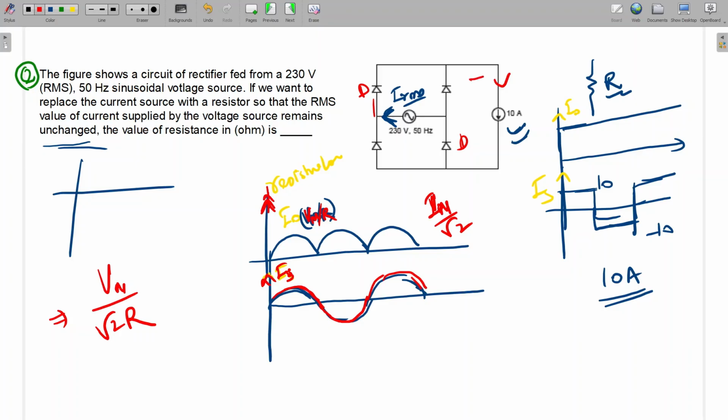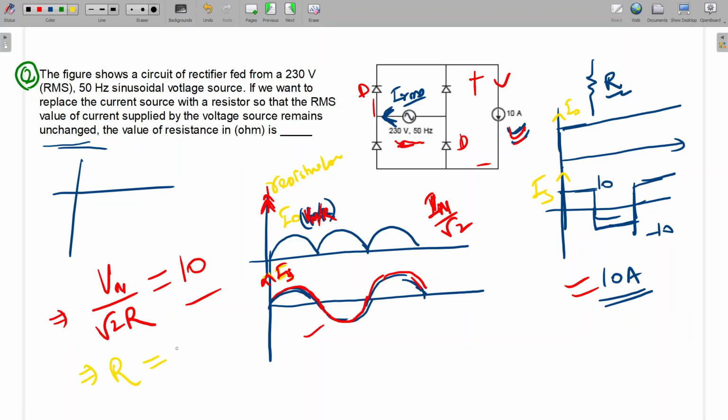So this only we should equate with this 10 ampere. They are asking what will be the resistance value such that the RMS value of the source current will be the same as this case. In this case the RMS value is 10 ampere, so for the resistive load case also this would be equal to 10 ampere. So from here we can calculate the resistance value.